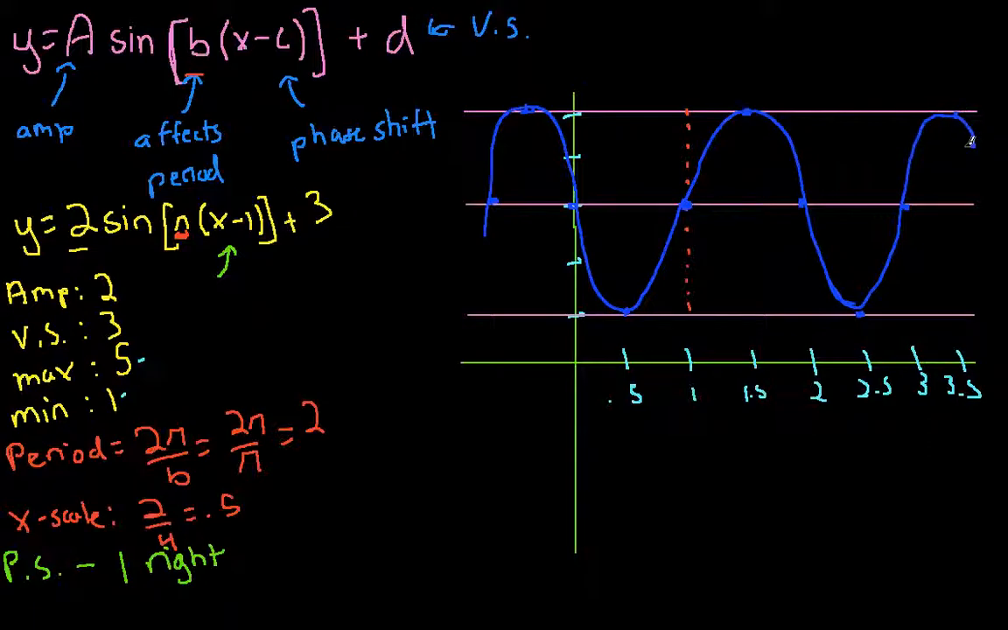And there you have it. That's how you graph a sine function when it has an amplitude, a b value, a phase shift, and a vertical shift.